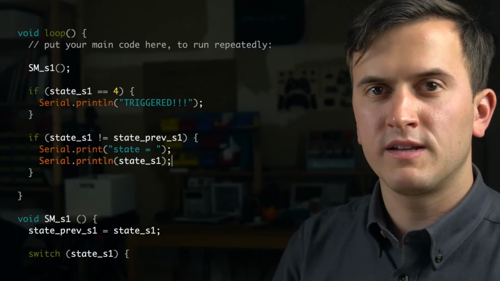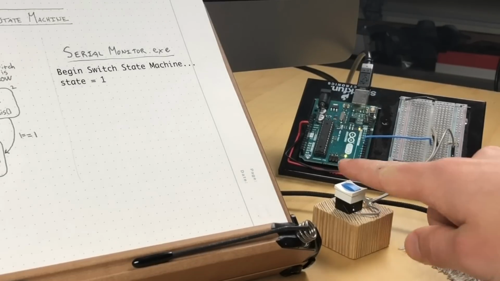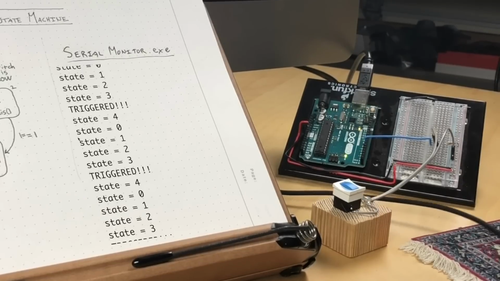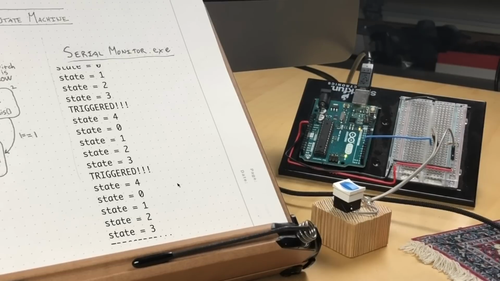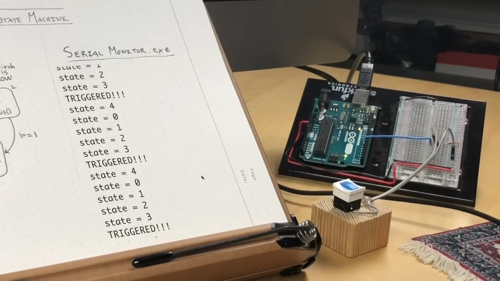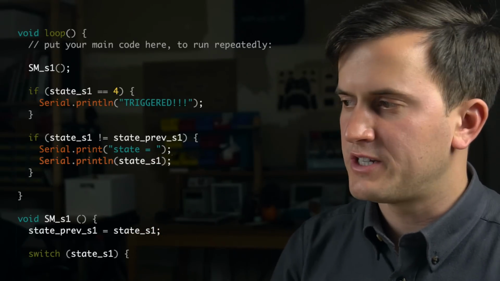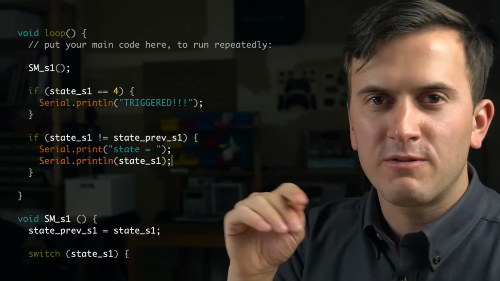All right, let's upload this and see what happens. Pressing. Okay, so now we've learned something. We can look here at our serial monitor, and we can see here that we did get those 20 or 30 triggers, and in between each trigger, Benjamin flows through the whole state machine. 4, 0, 1, 2, 3, triggered, 4, 0, 1, 2, 3, triggered. Now we can figure out what's going wrong.